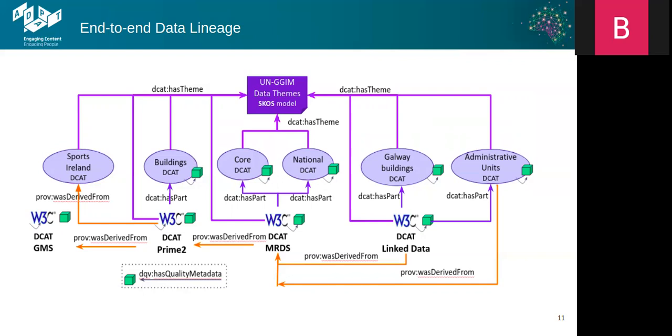Throughout, the metadata vocabularies are described based on W3C standards such as DCAT, PROV ontology, DQV, and United Nations UN-GGIM data themes. The DCAT themes are from the list provided in the UN-GGIM for each dataset and subdataset respectively. The wasDerivedFrom property from the PROV ontology defines a dataset or subdataset as the result of derivation or a transformation from a pre-existing source dataset or subdataset.